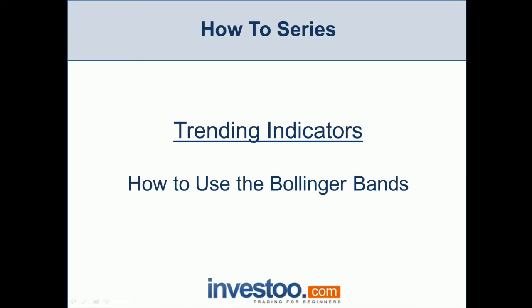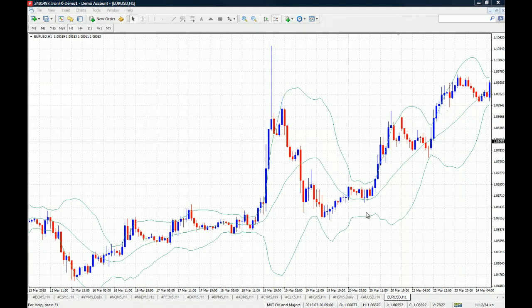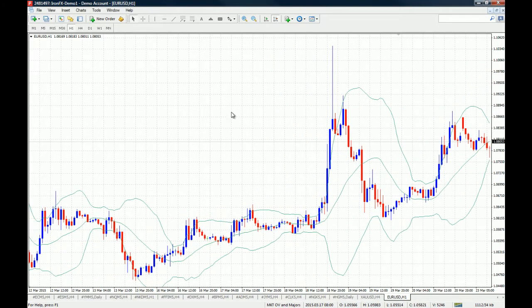Typically, the Bollinger Bands use a 20-period moving average and a standard deviation above and below this moving average to calculate the volatility. Now, this is how the Bollinger Bands look in a chart, and here we have the Euro-US dollar 1 hour chart. The first thing we are going to learn is how to spot untradable markets with the Bollinger Bands.